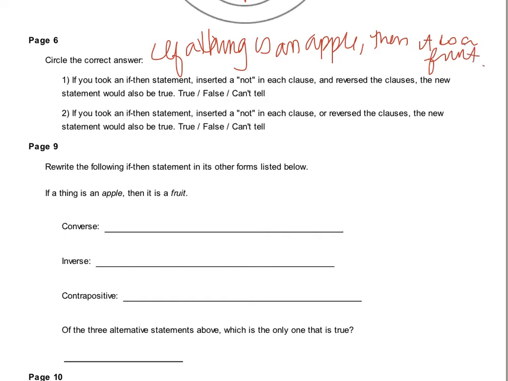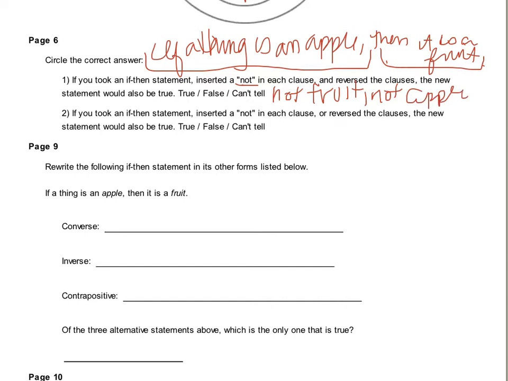So the first sentence is, if you took an if-then statement, inserted a not in each clause, and reversed the clauses. So that means that this, by the way, is the first clause. If it's an apple, the second clause, it's a fruit. So if I reversed it, that would mean that the fruit would come first, the apple would come second. If I put not in front of there, then that would mean that we would be saying that if it's not a fruit, it's not an apple. If it's not a fruit, then it's not an apple.